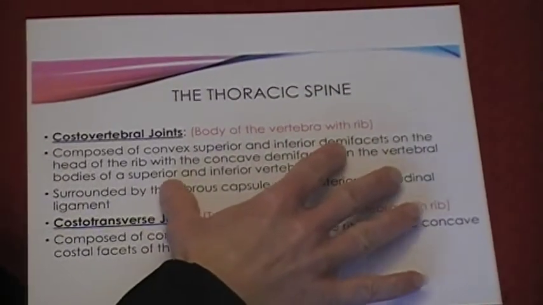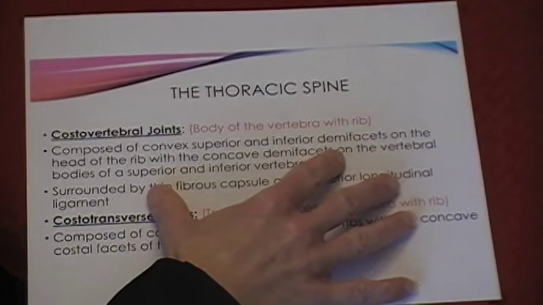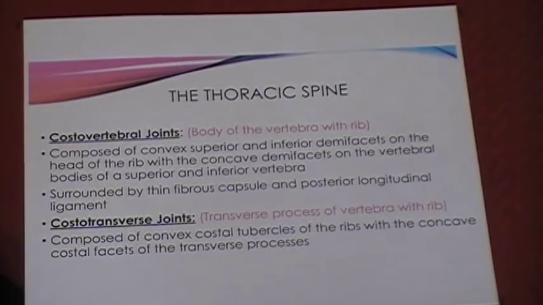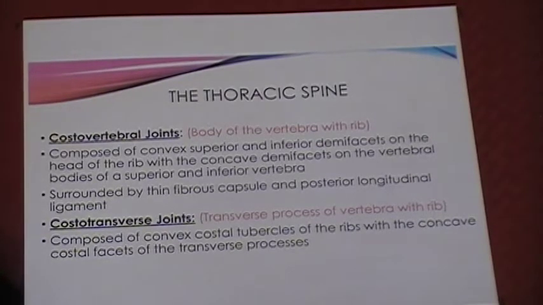Okay, and in addition to the zygapophyseal and intervertebral joints that you will see in the thoracic spine, you're also going to see the costovertebral joints. The costovertebral joint is the body of the thoracic vertebrae articulating with the rib. It's composed of the convex superior and inferior demifacets on the head of the rib, with the concave facets on the vertebral body. These are surrounded by a thin fibrous capsule and posterior longitudinal ligaments.